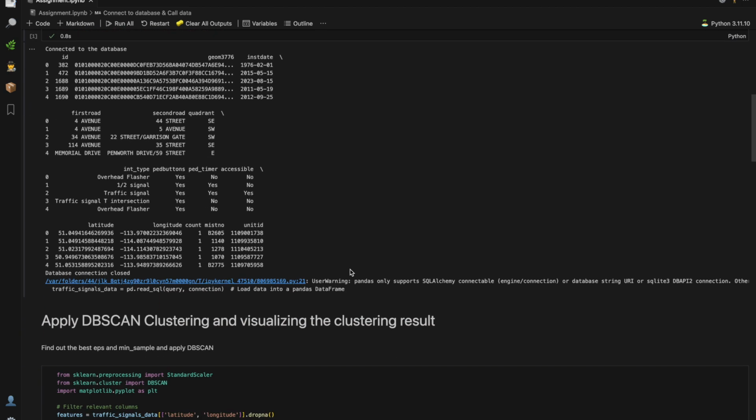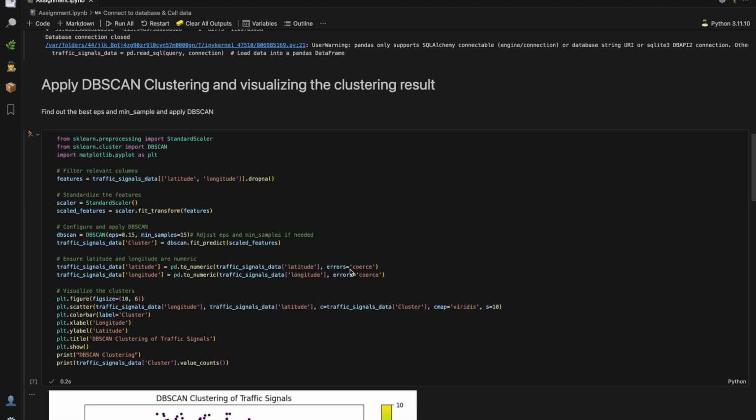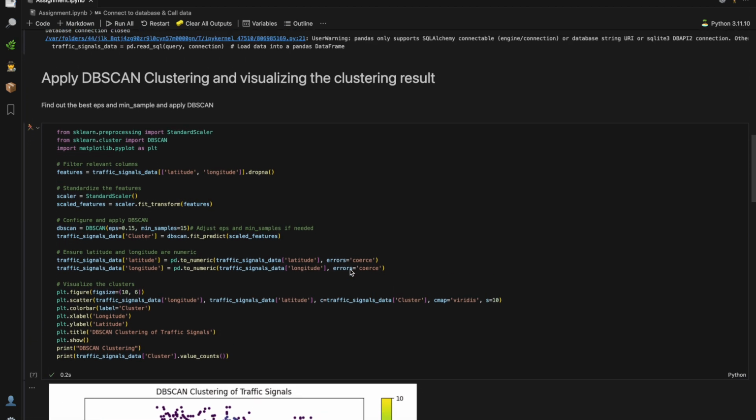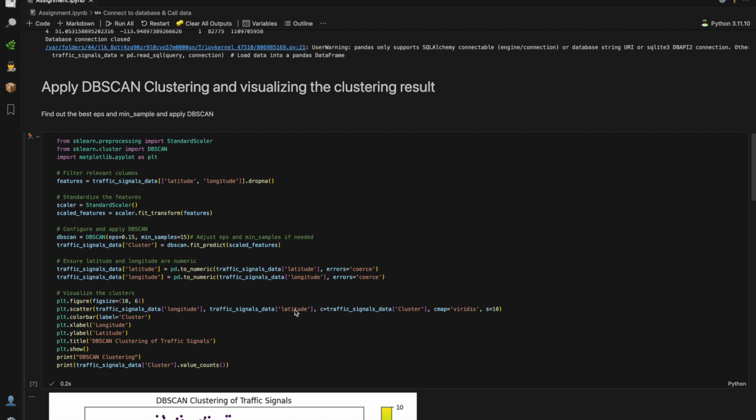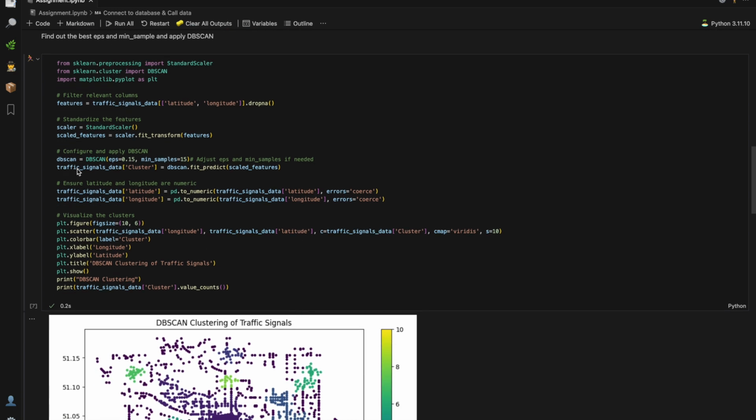Moving into our first clustering method, DBSCAN, I'll explain the algorithm's mechanics. DBSCAN groups points that are closely packed together while marking as noise those that lie alone in low-density regions. The parameters EPS and min samples are pivotal here. EPS is the maximum distance between 2 points for one to be considered in the neighborhood of the other, and min samples is the minimum number of points required to form a dense region.